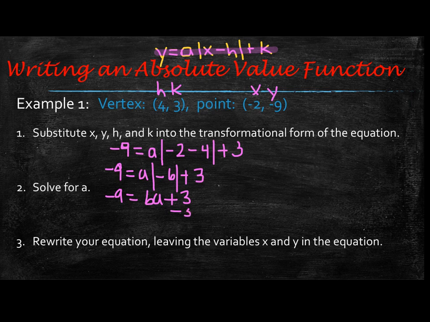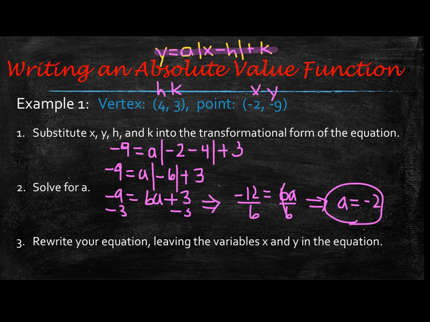Now just solve for a. We're going to subtract 3 from both sides. -9 minus 3 is -12, equals 6a, and then we need to divide both sides by 6. So our a is equal to -2. So we found our a, and this is important because now we have everything we need to write our equation.